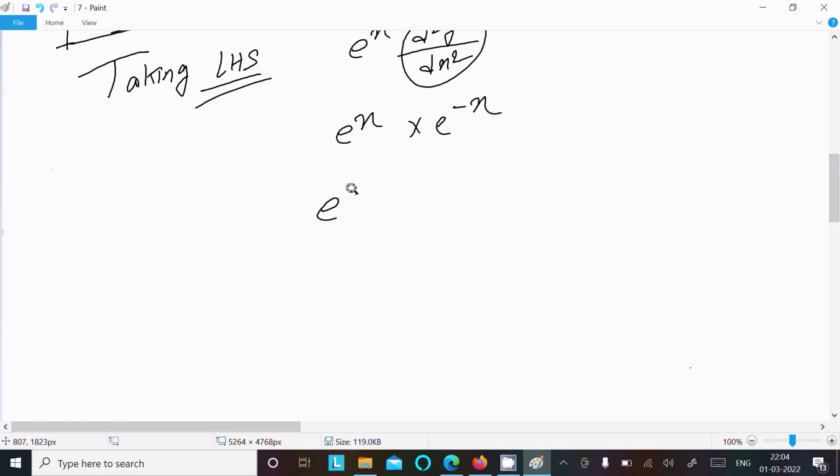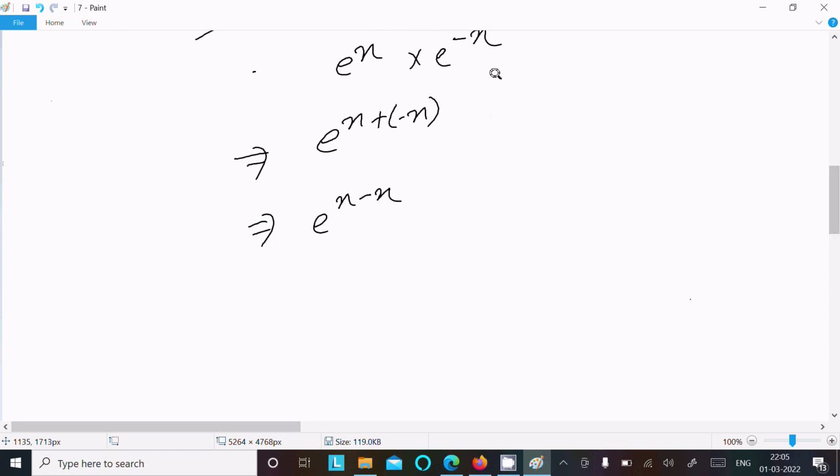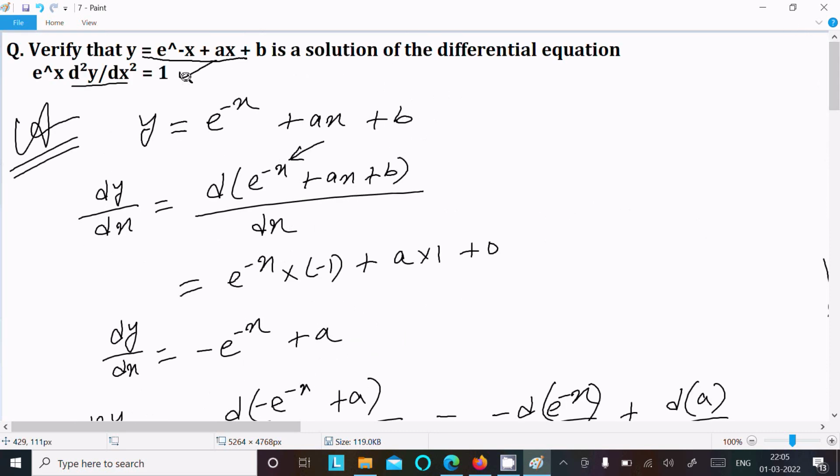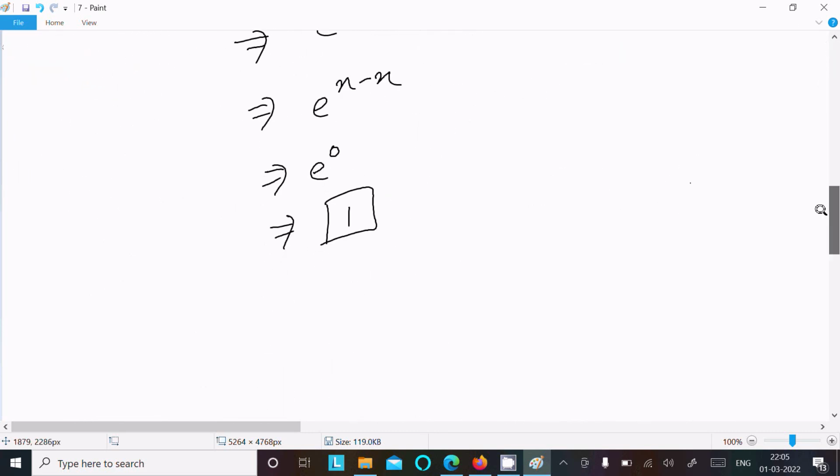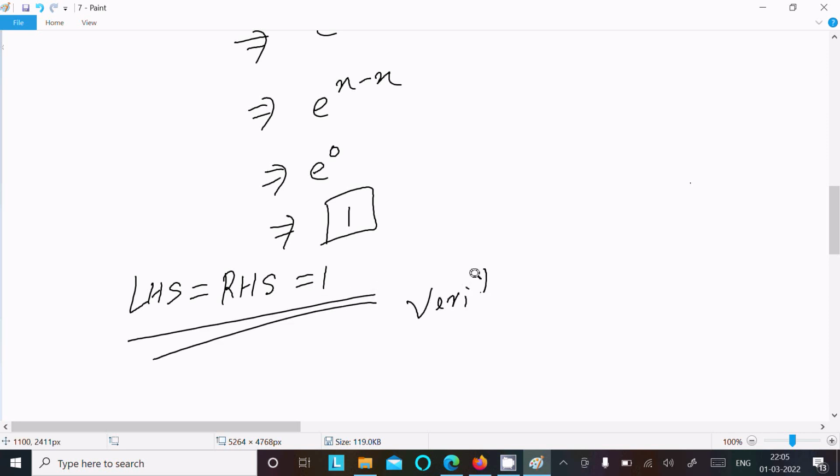Now after that, e power x, and if you add this one, that comes minus x, and here e power x plus minus minus. Now the next is e power, so this comes 0, and e power 0, the value comes 1. So 1, then you can get on the RHS 1. So we can write LHS equal to RHS equal to 1. The value is the same, so it's verified.